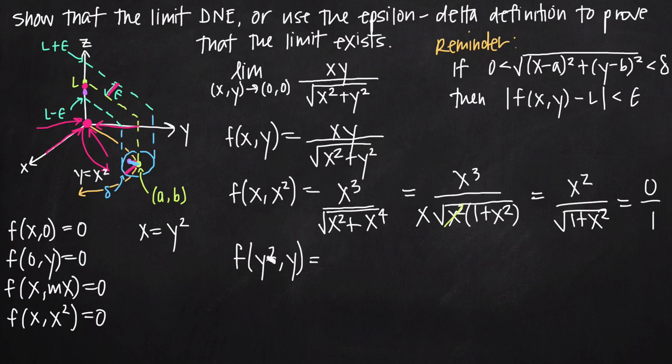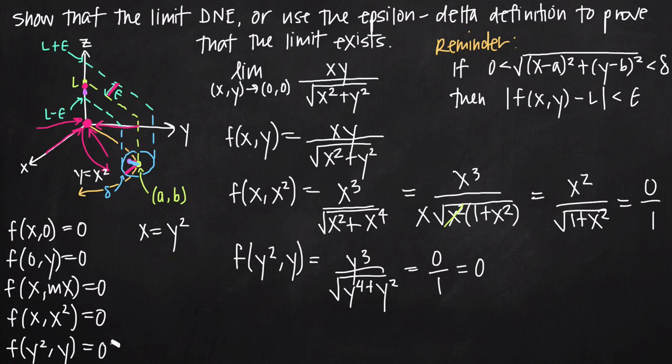And there, of course, we would just plug y squared in for x, and in the numerator here we would get y cubed. In the denominator we would get the square root of y to the fourth plus y squared. If we simplify that and evaluate at y equals 0, we get the same thing here, 0 over 1, which is equal to 0. So we can say that f of y squared, y is equal to 0. These are usually the paths along which we test for the limit when we're approaching the point 0, 0.